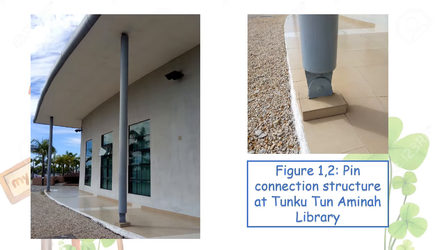This is a pin connection structure found at Tunku Tun Aminah Library. The steel column is connected with a pin at the lower end. As we know, each pin connection can resist vertical and horizontal forces. Hence, the end of the steel column has two unknowns, V and H.